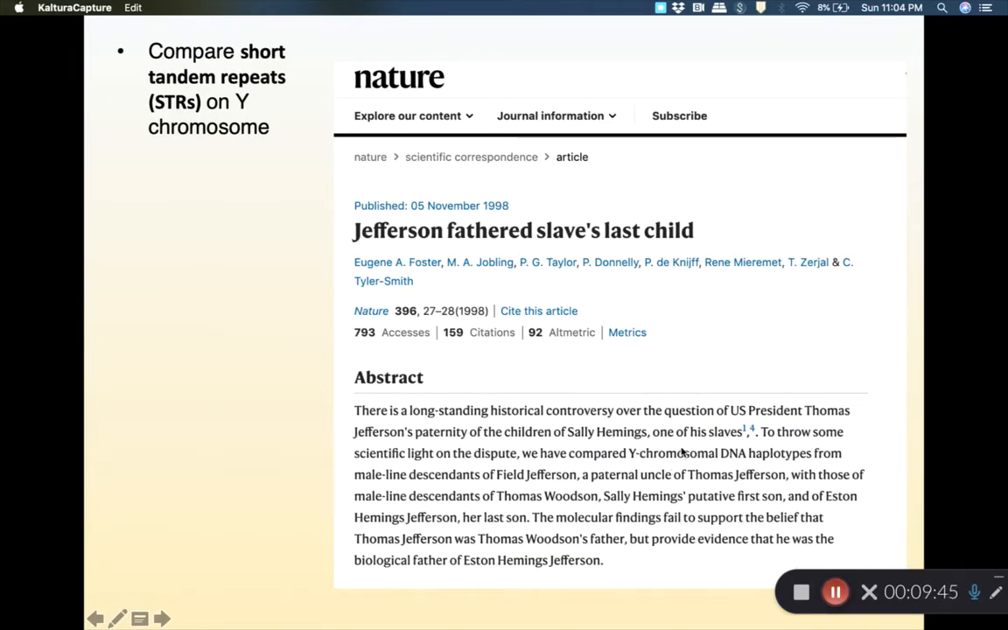So because of this lack of genetic diversity, we're able to compare again those short tandem repeats, which you'll remember from your DNA and PCR lecture that we covered. And we're able to actually create and recreate these genetic histories. And because of that, we were able to create this published journal in 1998, which was covered in your book, that is able to link Thomas Jefferson with male line descendants and Sally Hemings.